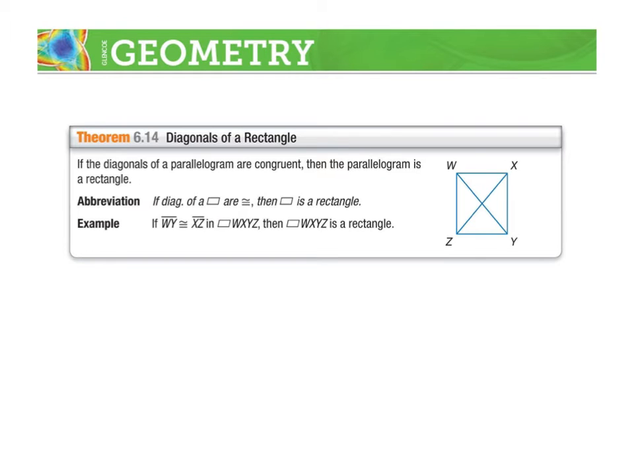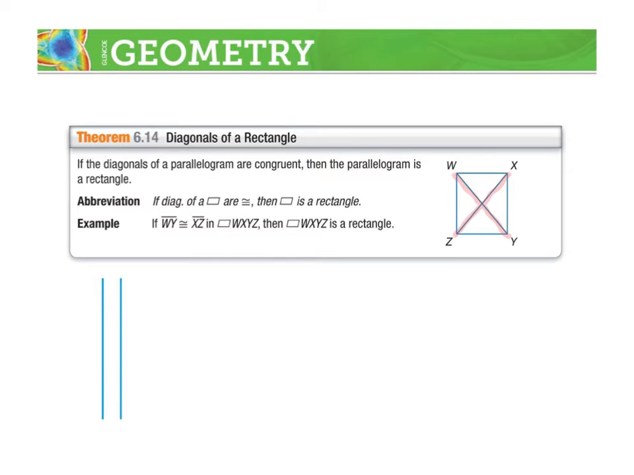Our only theorem today states that if the diagonals of a parallelogram are congruent, then the parallelogram is a rectangle. So if segment WY is congruent to segment XZ in parallelogram WXYZ, then parallelogram WXYZ is a rectangle. It's important to note that the diagonals must be the diagonals of a parallelogram and not just diagonals.